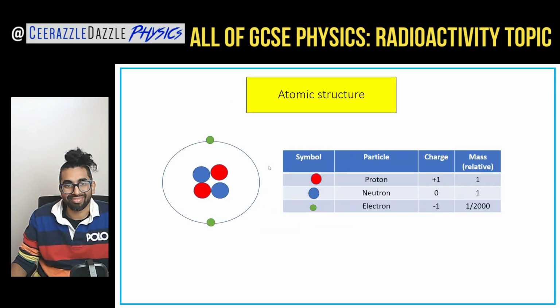Right, atomic structure. So over here we have an atom. We can see we've got protons and neutrons inside the nucleus over here. Electrons are orbiting over here. Here are my symbols. So proton, there we go, has a charge of +1.